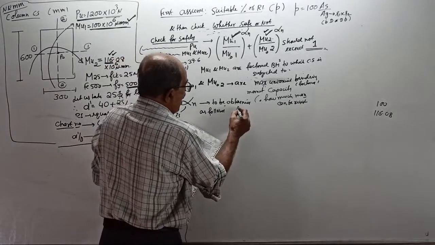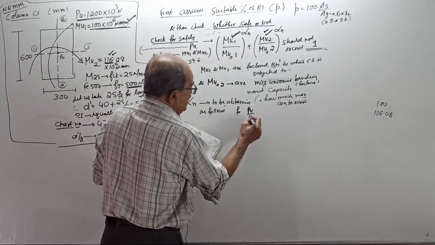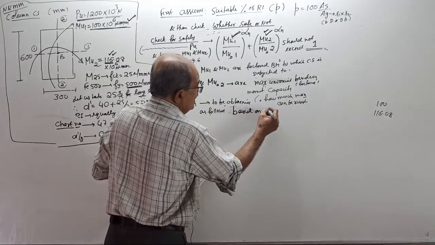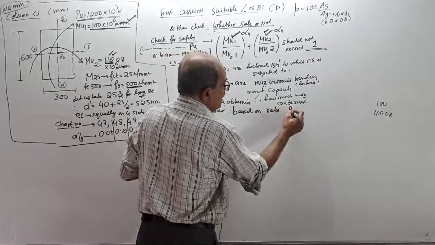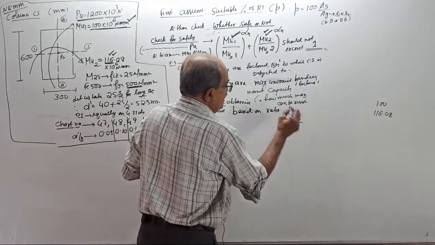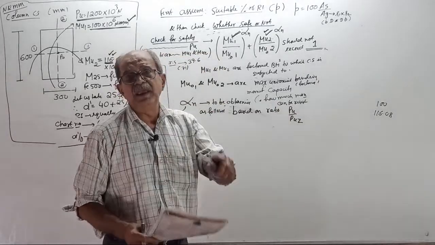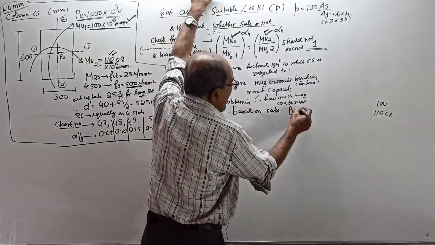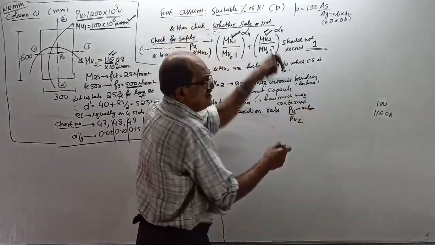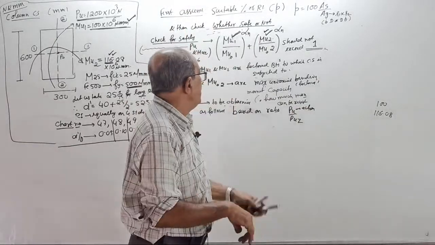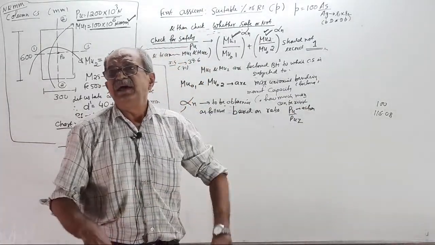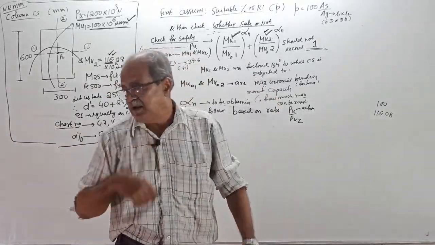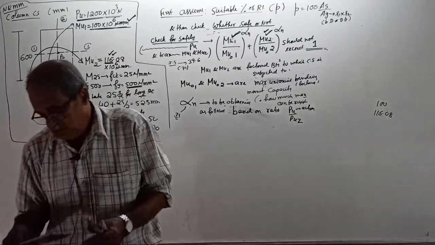See, for PU by PUZ as follows, based on the ratio PU by PUZ. Now, very carefully observe. PU is the action. How much is the actual load? Tell the answer. PU first. Everywhere, numerators are action and denominators are capacity. Tell the action, PU.